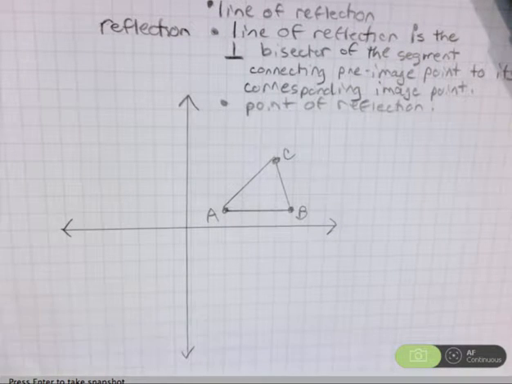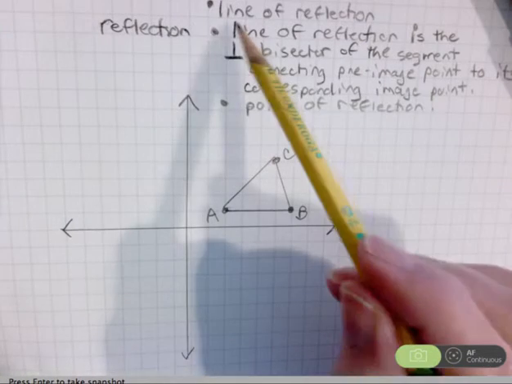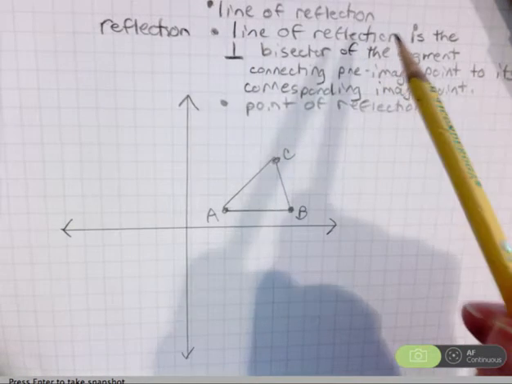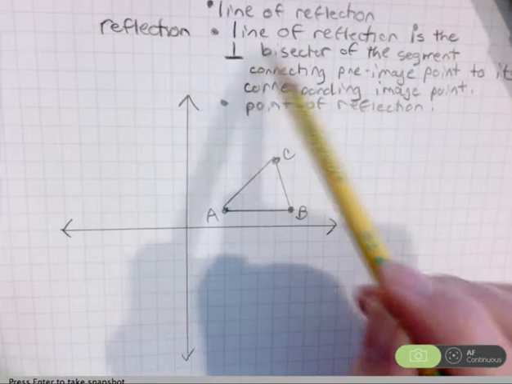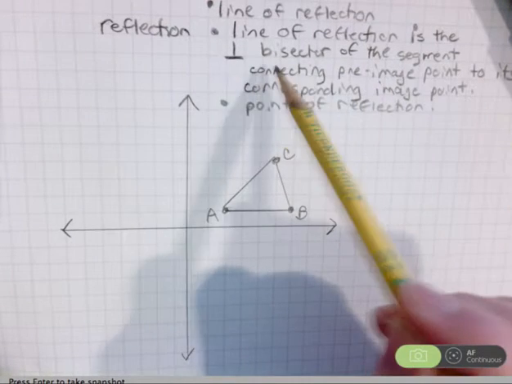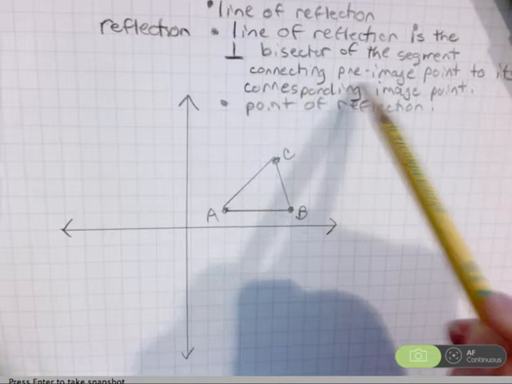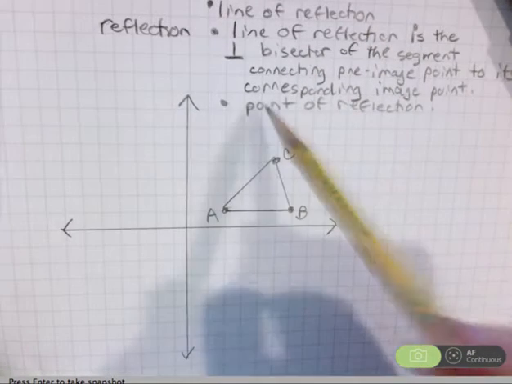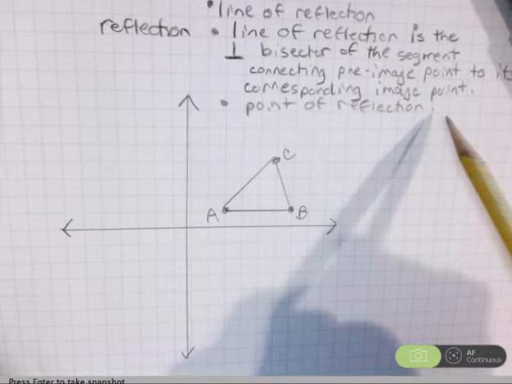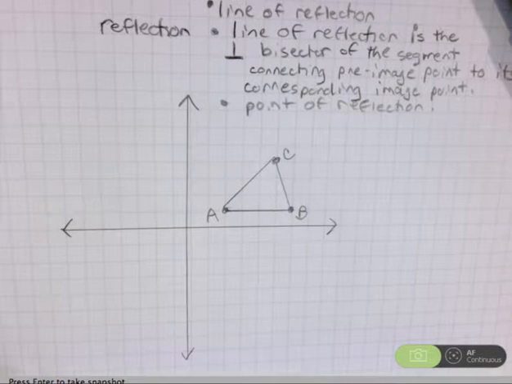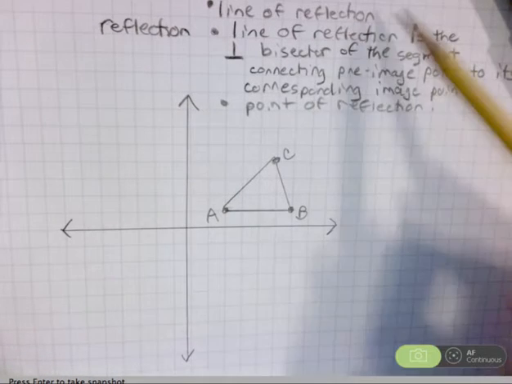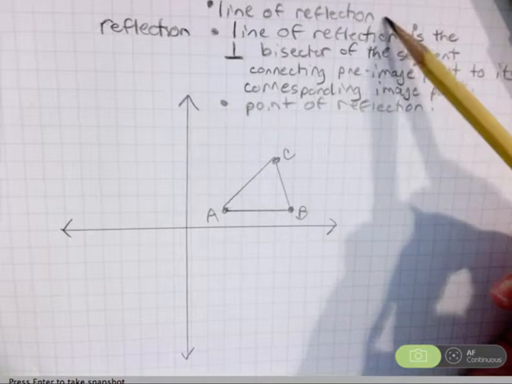In this video, I want to look at reflections, and two properties you need to know about a reflection. In a reflection you have a line of reflection, and the line of reflection is the perpendicular bisector of the segment connecting a preimage point to its corresponding image point. And we'll also look at point of reflection, but I want you to focus on these first two properties.